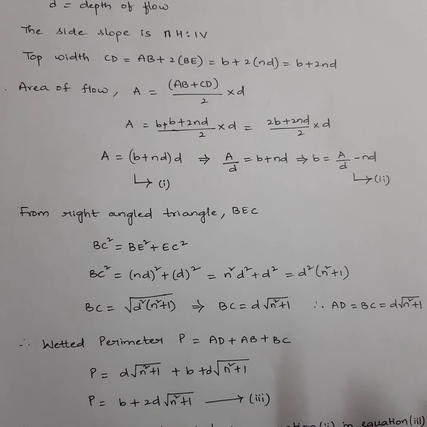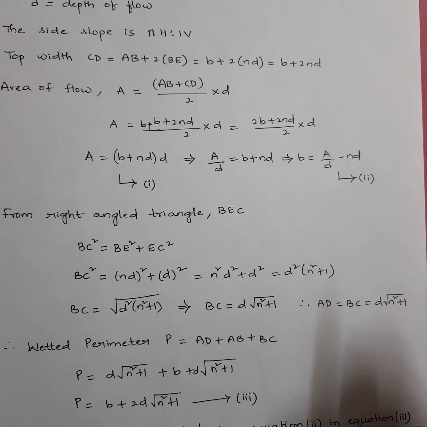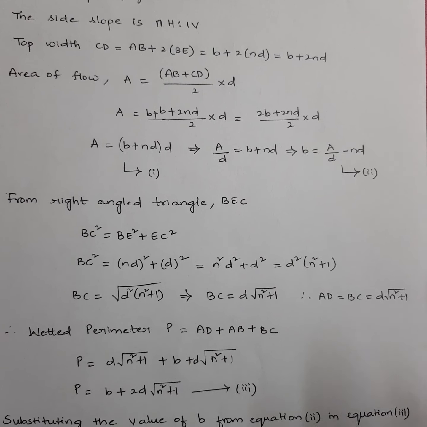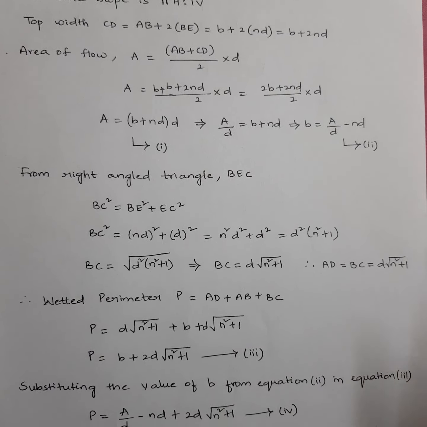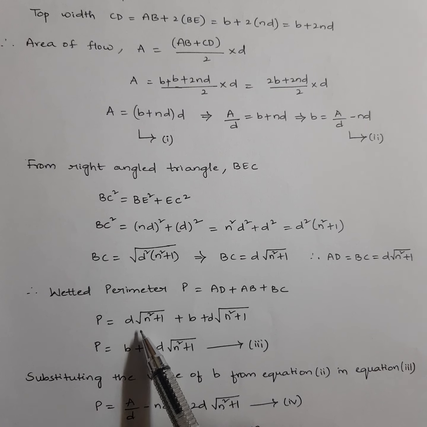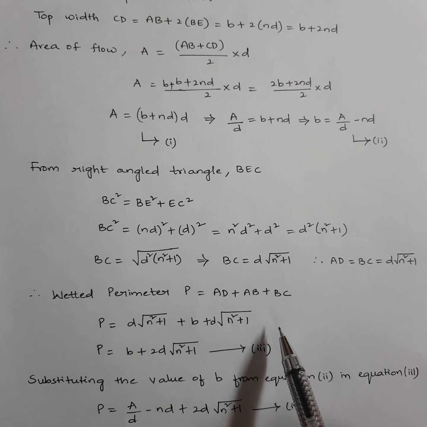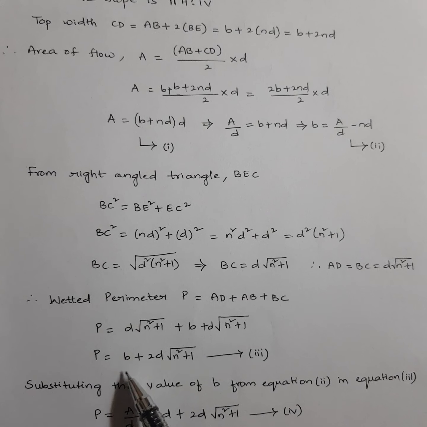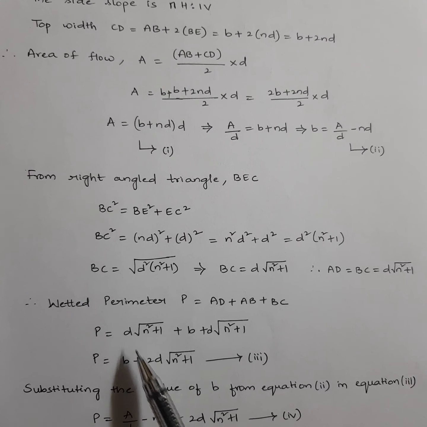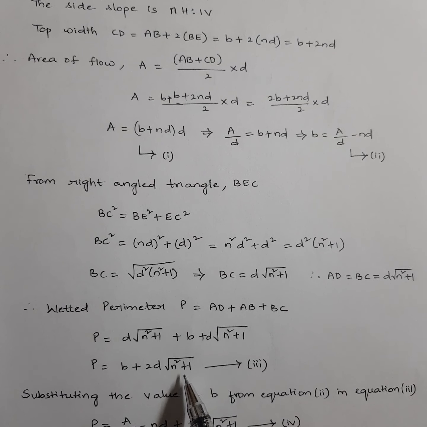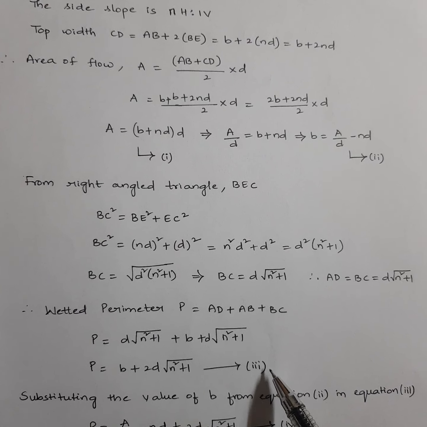I can start calculating the wetted perimeter. How to calculate the wetted perimeter? I told you, just add the sides which got wet, which is AD plus AB plus BC. So it is d root n square plus 1 plus B plus d root n square plus 1. So finally the wetted perimeter is equal to B plus, this is 2 times, no? 2d root n square plus 1. That's our equation number 3.